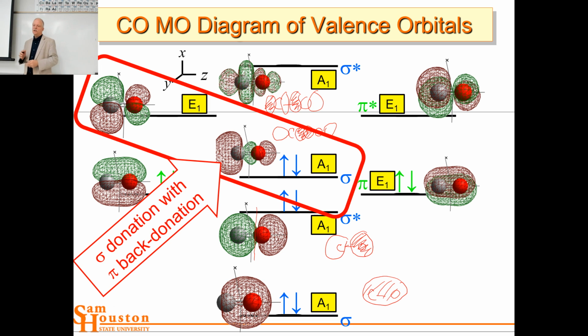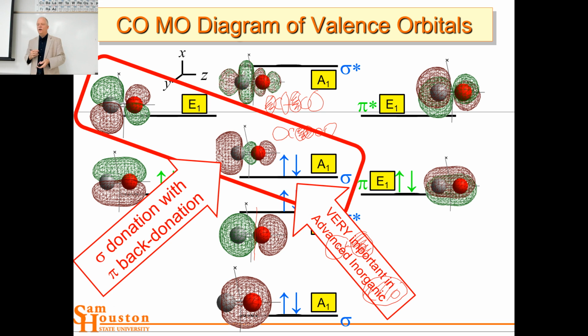And so this sigma donation, look at the LUMO. The LUMO has a pi cloud that looks a lot like a DXY, DXZ, or DYZ orbital. And so it's very important in inorganic chemistry to have this sigma donation and pi back donation. And it forms a really strong, almost like a double bond between carbon monoxide and metals with their d orbitals.